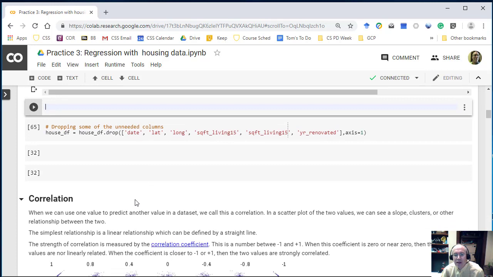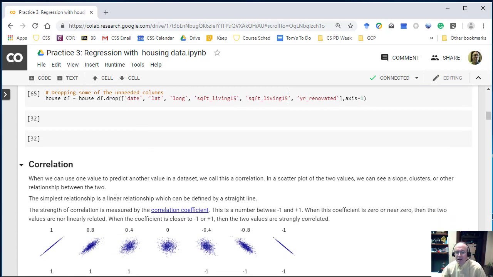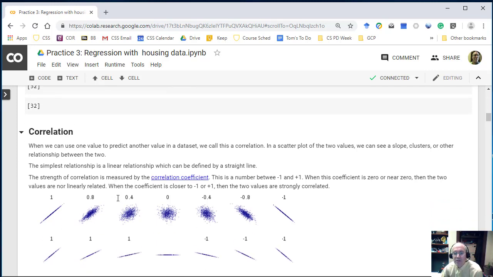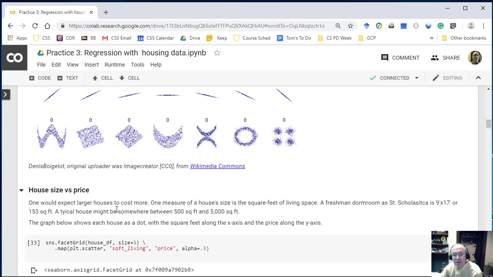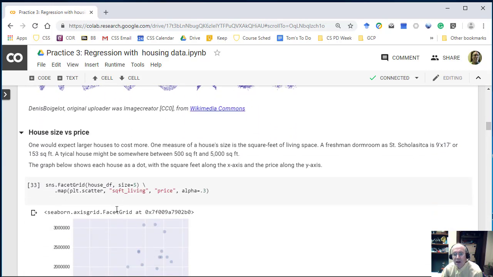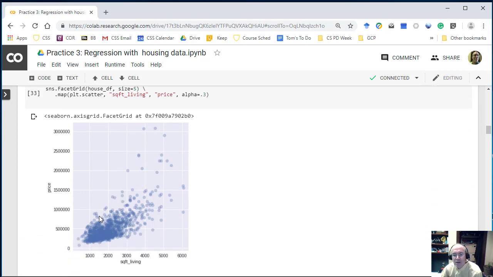Okay, now let's talk about correlation. We're going to be working with linear regression looking for these correlations. Correlation is a measure of how related two values are. For example, here I'm going to scroll onto this graph first.